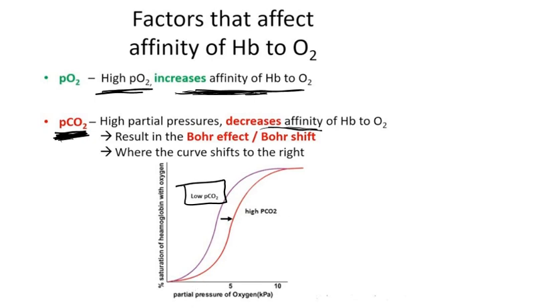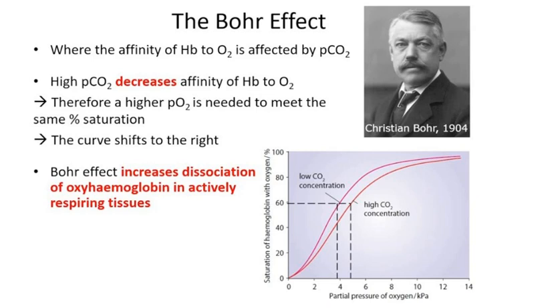So let's look at this Bohr shift properly. Look at the man. His name is Christian Bohr, and he discovered this in 1904. The Bohr effect is where the affinity of hemoglobin to oxygen is affected by the concentration of carbon dioxide, like I just mentioned. High carbon dioxide decreases the affinity of hemoglobin to oxygen. It will cause the hemoglobin to lose interest in oxygen because of carbon dioxide. Therefore, a high PO2 is needed to meet the same percentage saturation.